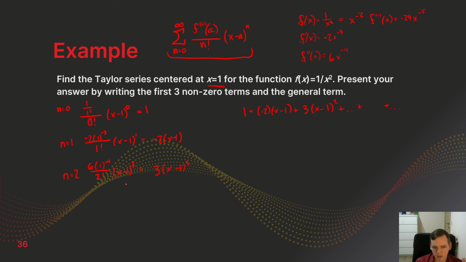Now you might already think you notice a pattern. Let's write out a couple more terms just to start checking with that. So n equals 3 is going to be negative 24 times 1 to the negative 5th over 3 factorial times x minus 1 to the 3rd. And that will be 3 factorial is 6, so that will be negative 4 x minus 1 to the 3rd. So you might notice the pattern that our coefficient is alternating but increasing by 1 each time, and our exponent is increasing by 1 each time.